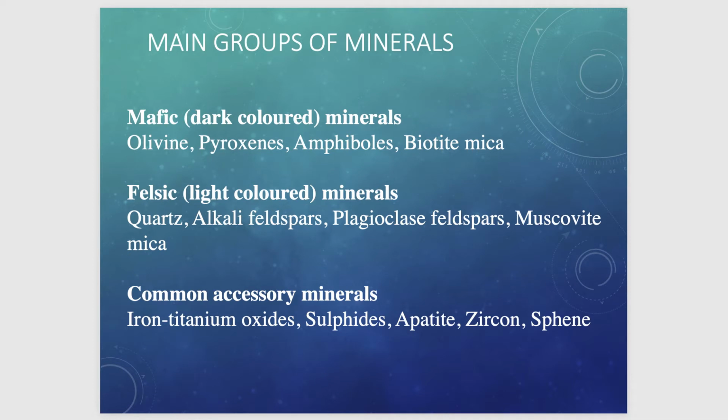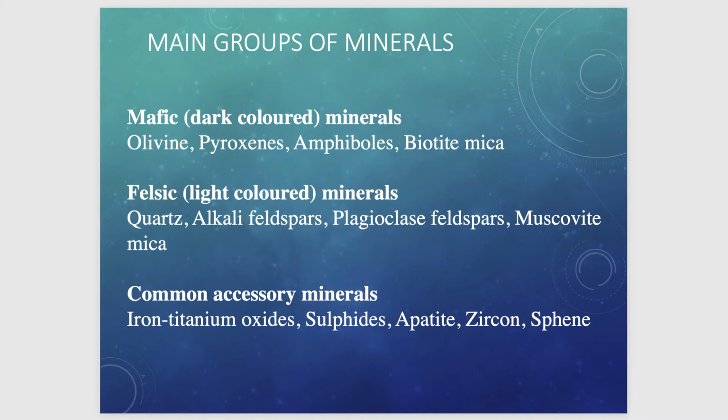So for the main groups of minerals, remember that we have this basic classification of mafic, the dark colored minerals, which are olivine, pyroxenes, amphiboles, and biotite. And then you have the felsic, which are the light colored minerals, so those are quartz, the alkali feldspar, the plagioclase feldspars, and muscovite mica.